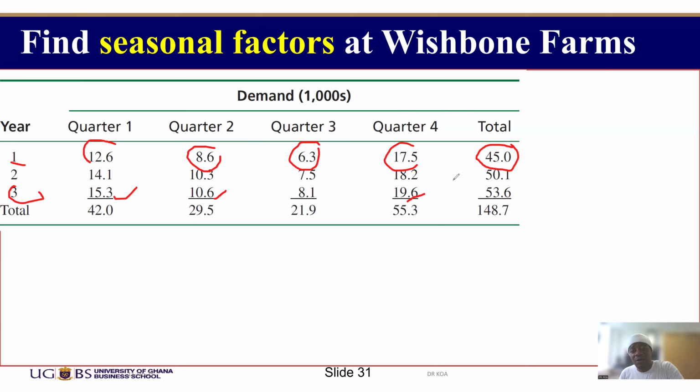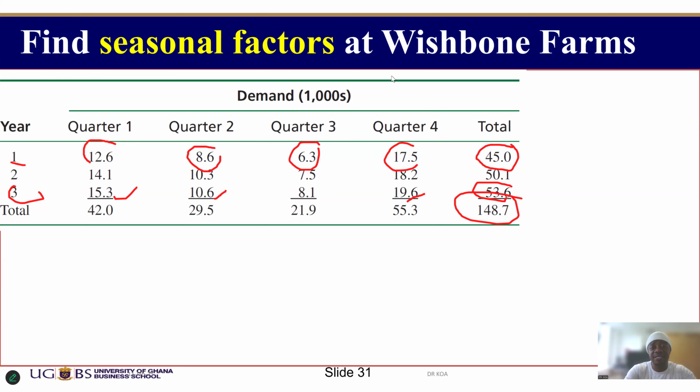Okay. So now, when you get the total of that and you add all of these totals together, you are going to get 148. This is what we call the annual total demand. Okay, good. Now, the question is, how do we calculate the seasonal factor?